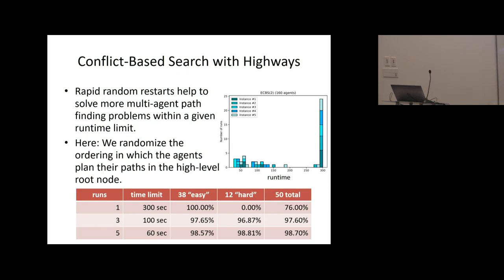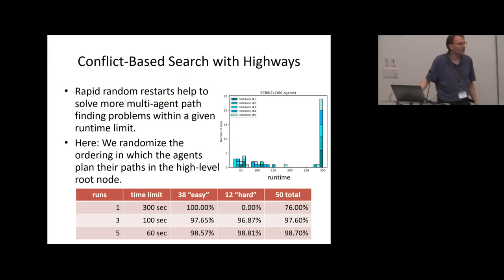But here's the trick. You say, I run the search not one time for 5 minutes, but 5 times for 1 minute. Now, if you really run it unchanged, it would have the same runtime each time. But now what you do is you use a different priority for the robots in the root node. Some of them might terminate very fast, some of them take very long. If one of the 5 runs terminates very fast, under a minute, it solves the problem. This is a standard trick, rapid random restarts, that is used in combinatorial optimization in general. And this is just a specific combinatorial optimization problem.